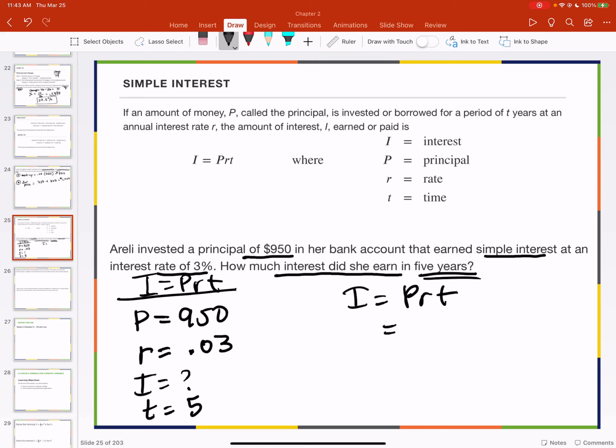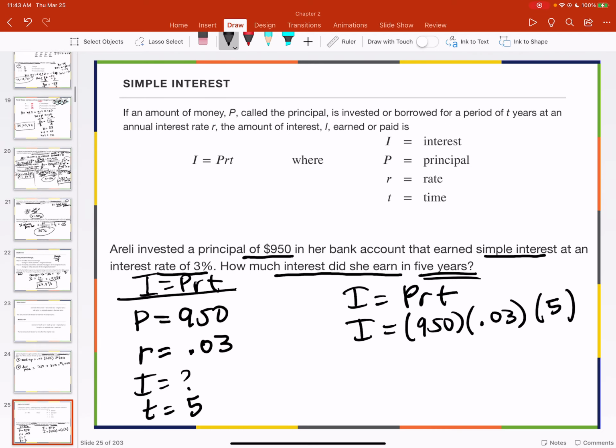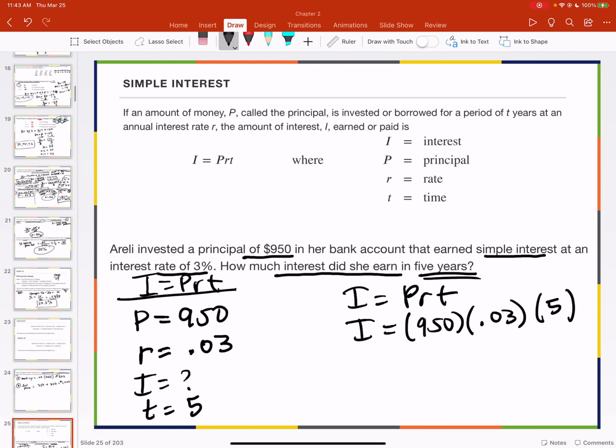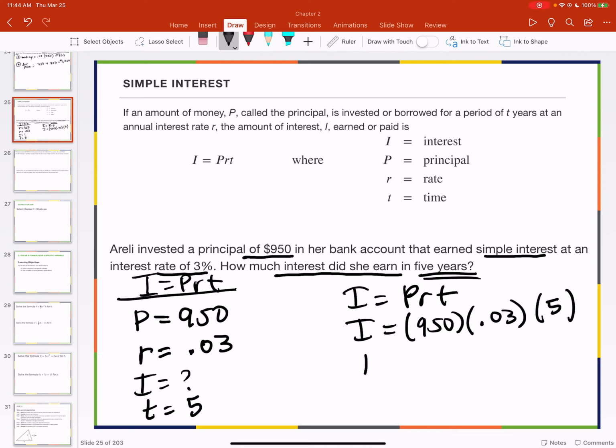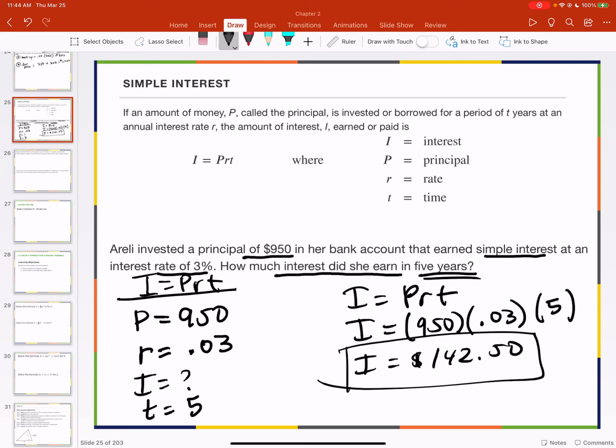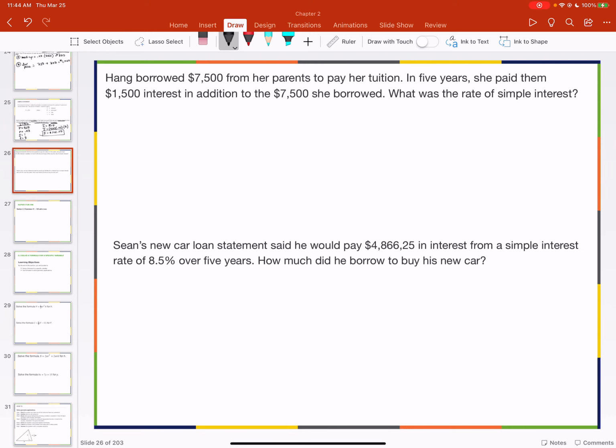So we let I be I. Principal is 950. The rate is 3%, expressed as a decimal, 0.03, times 5 years. Okay, so we have 950 times 0.03 times 5, and that's $142.50. Okay, let's do a few more.